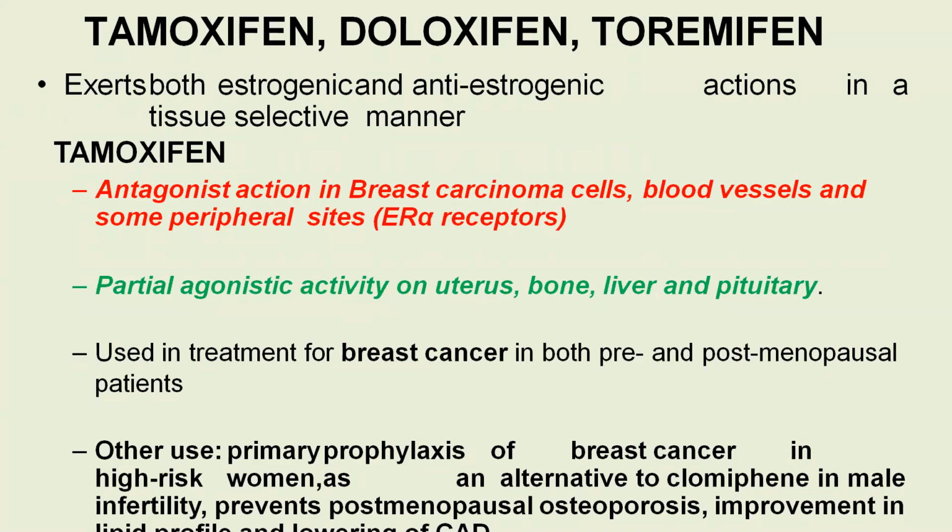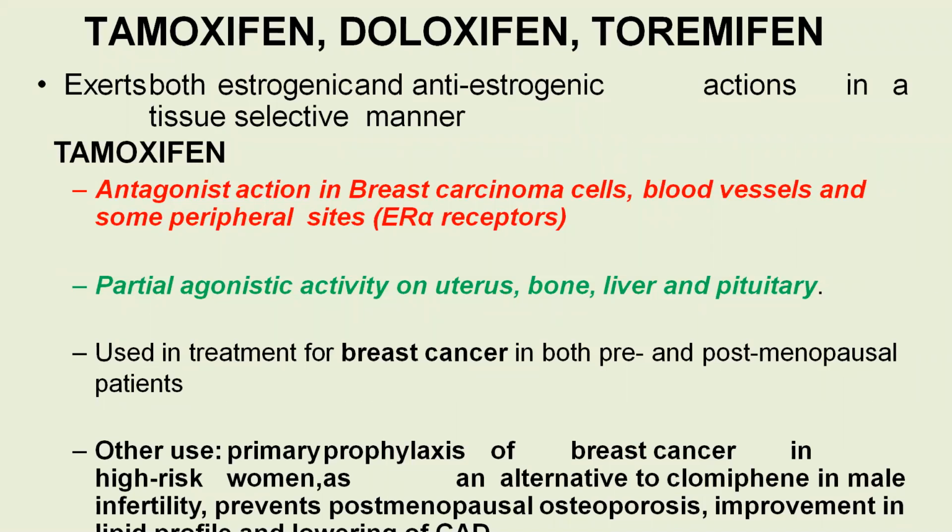So tamoxifen, toremifene. These drugs exert both estrogenic and anti-estrogenic actions in a tissue-dependent manner. So we can call these SERMs, selective estrogen receptor modulators. Tamoxifen has antagonist action in breast carcinoma cells and blood vessels. It has partial agonist activity on uterus, bone, liver and pituitary.